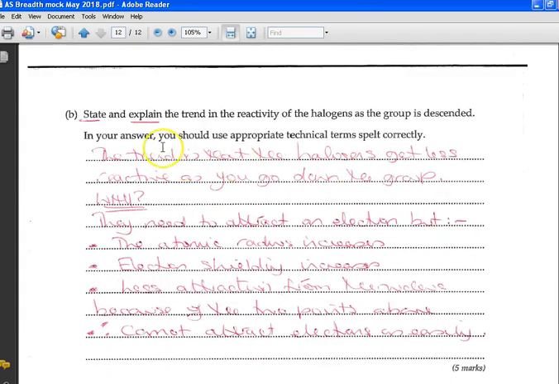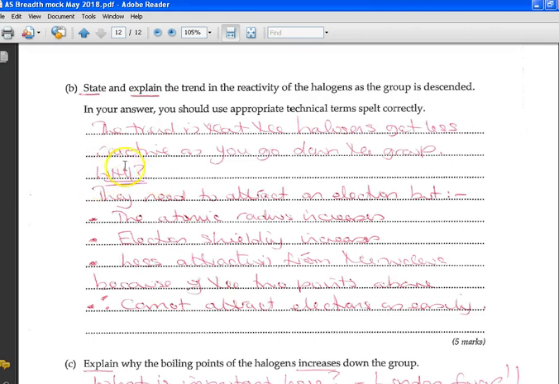Okay, this question, state and explain, is 5 marks. The trend is in the reactivity of the halogens as the group is descended, so as you go down the group. Some of you didn't state the trend, and that's your first mark. The trend is that the halogens get less reactive as you go down the group.